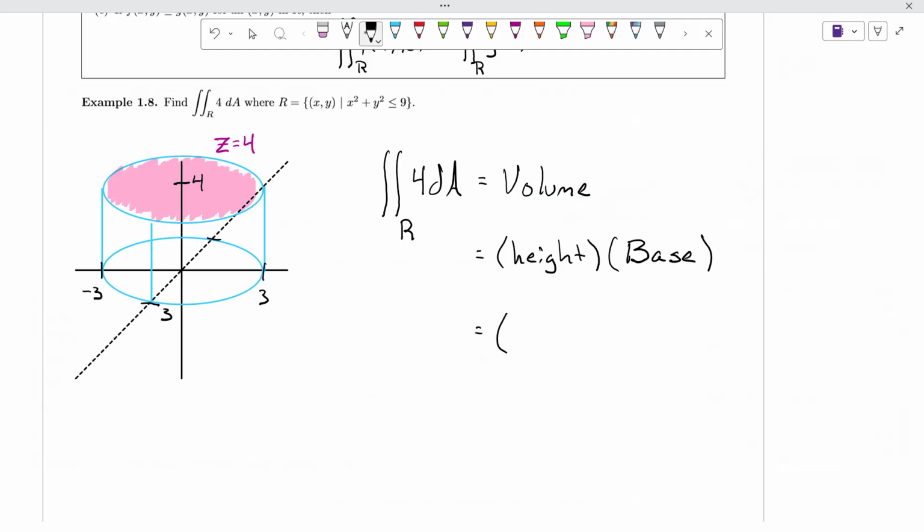But I'm pretty sure I know all that stuff. The height is 4. Right? I can come over here and look at this height right here. The height of my cylinder is 4. And the area of the base, well, it's a circle with the radius of 3. So pi r squared is going to be pi times 3 squared. 4 times 9 is 36 pi.